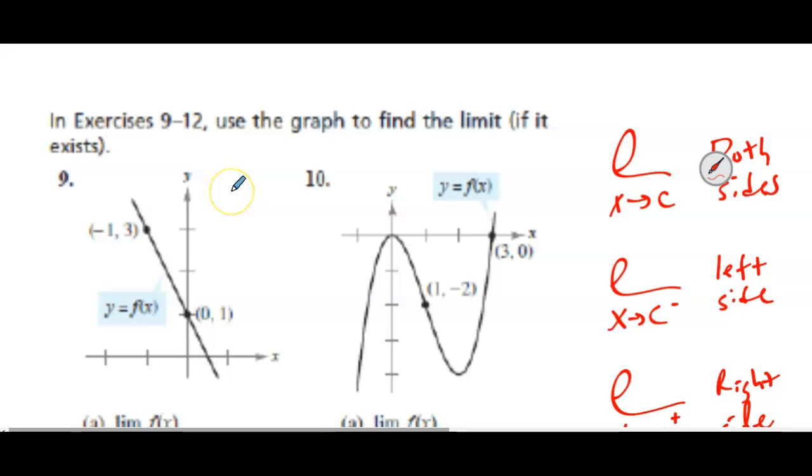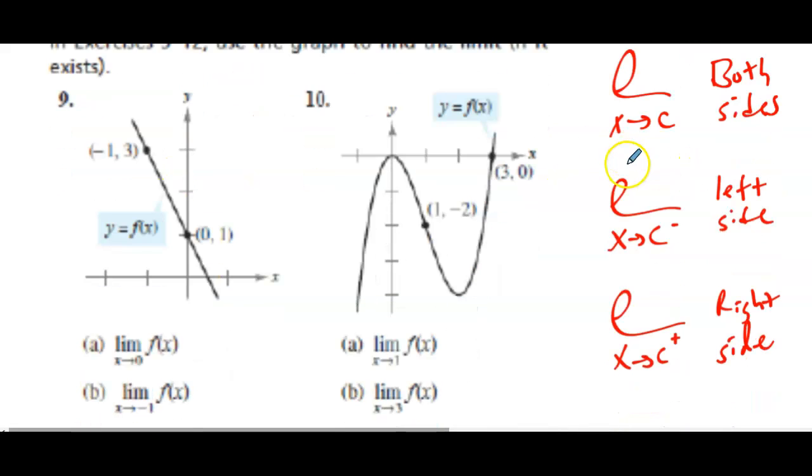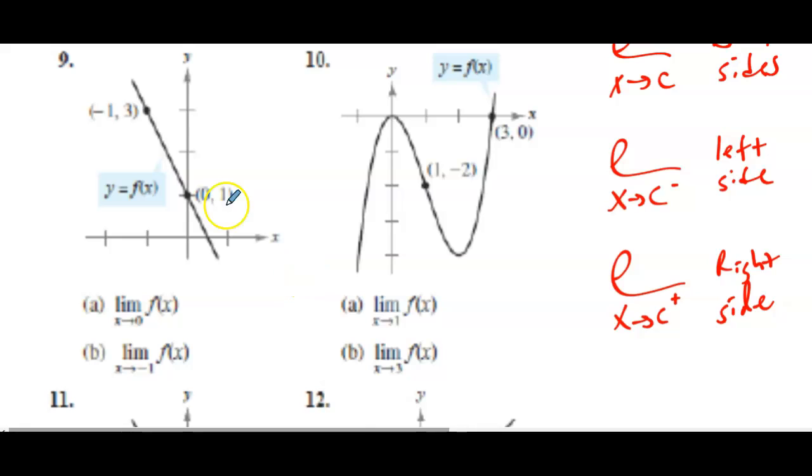Okay, right here it says use the graph to find the limit, if it exists. So I wrote down a couple notes over here on the right, just kind of talking about the limit as x approaches c. This is from both sides. This is from the left side. This is from the right side. Okay, so we'll look at this graph right here.